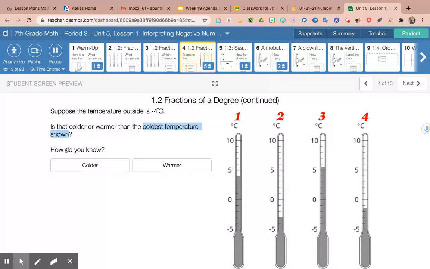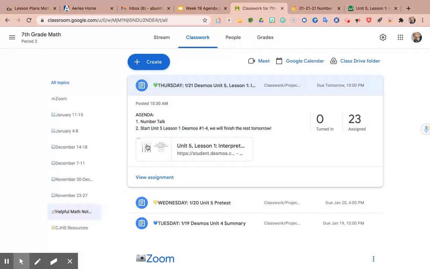So you would pick, and then it says, how do you know? So you know that negative 4 is lower on the thermometer than this negative 3 right here. So lower or smaller means coldest. So you've got to type why, and make sure you're using a complete sentence. This is where we're going to stop today. We'll finish the rest tomorrow. Do not turn it in yet because it's not due until tomorrow when we finish the rest. All right.